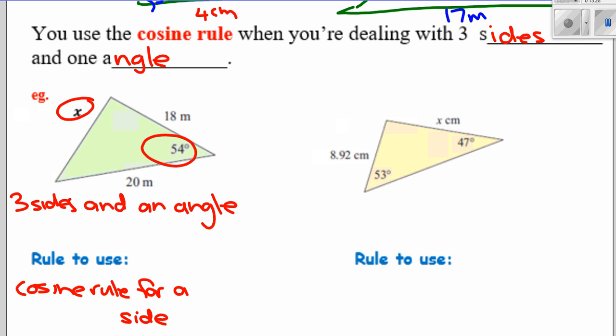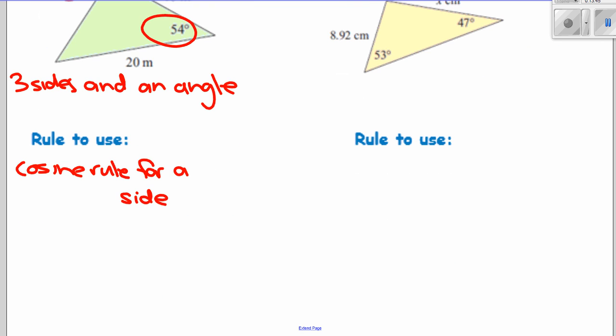Why do you put cosine rule for a side? Yeah, for a length. As in we're trying to figure out a length, right? Because it has x, so we're trying to figure out what x is, so that's a side. By cosine rule for a side, I mean this one: a squared equals b squared plus c squared minus 2bc cos A. That one.